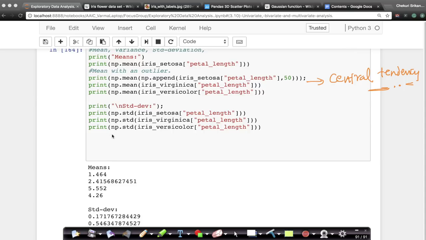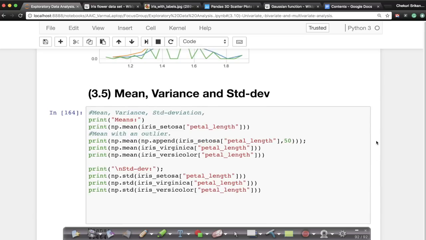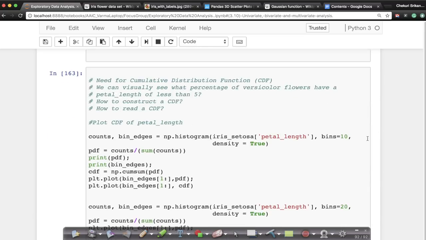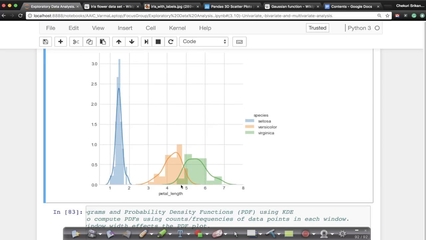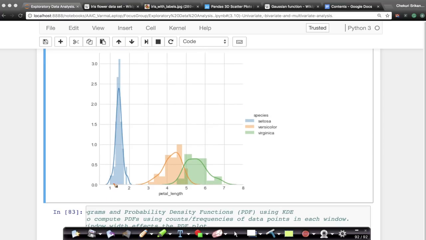But there is one more observation. Just like mean measures the central tendency, as I just told you, there is something called spread. So let's understand what spread means intuitively, graphically, before we go and write the mathematical equation for it, right? So here, if you look at these plots, your mean for setosa was 1.4, which is roughly around here, right? Your mean for petal length.